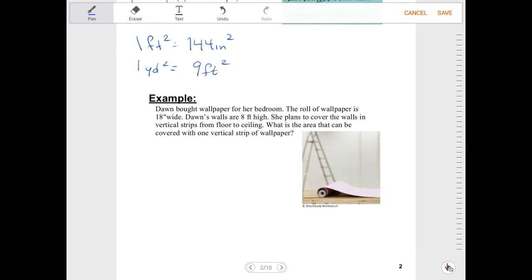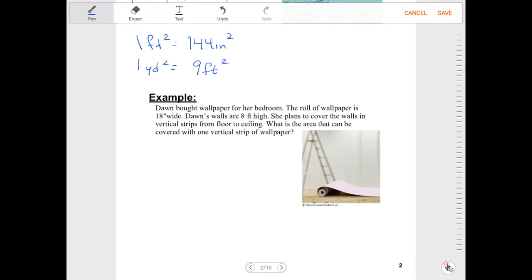I'll go down here, this one. A person buys wallpaper. The roll of wallpaper is 18 inches wide, and the walls are 8 feet high. She plans to cover the walls. What is the area that can be covered with 1 vertical strip? So basically what the person's doing is taking wallpaper, which I'm not sure if you've had the pleasure of doing before, but it's an interesting process.